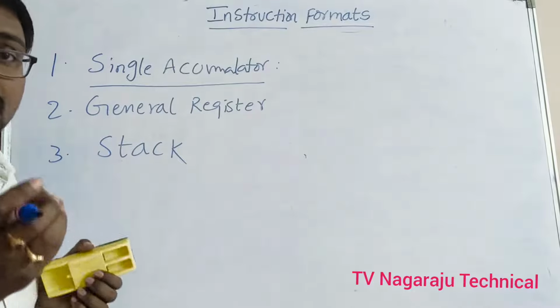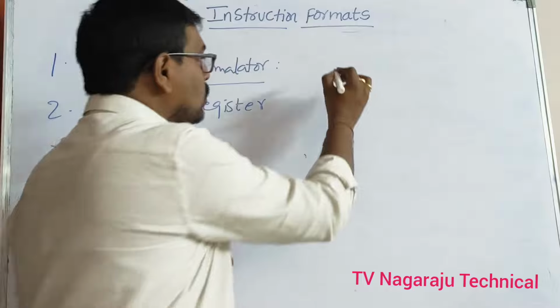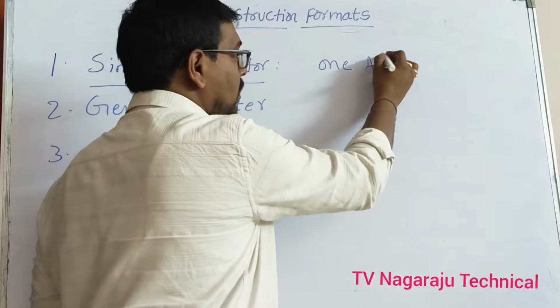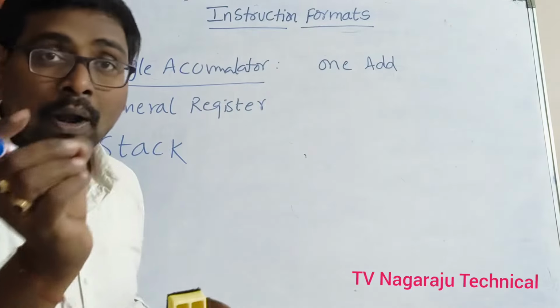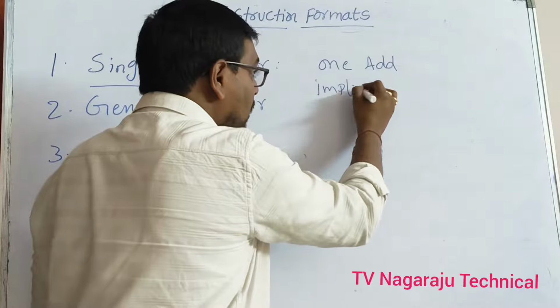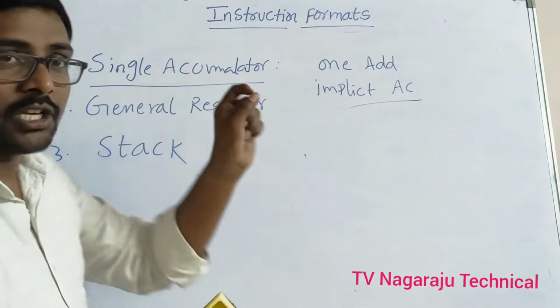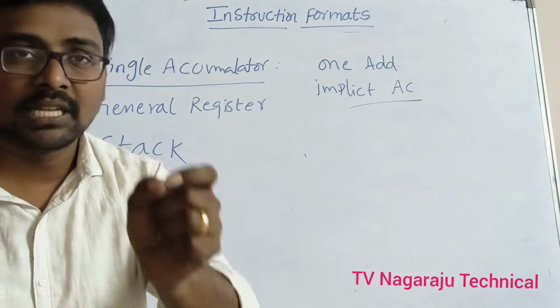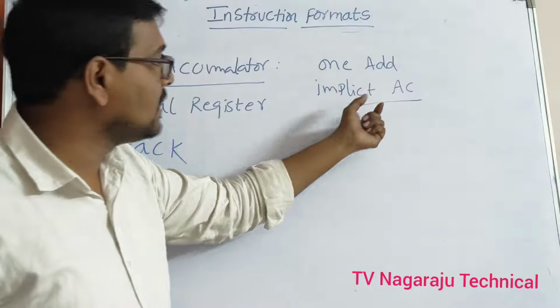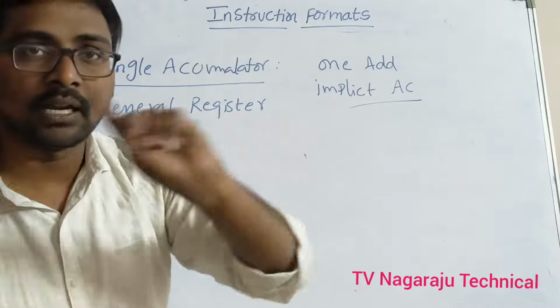What is meant by single accumulator organization? Simply, it uses one address field and it contains an implicit accumulator. This type of organization is generally used in the basic computer. It contains an implicit accumulator and only one address field.